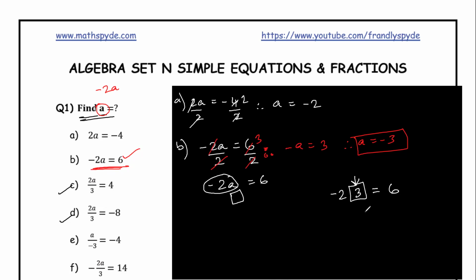Now, if you put a 3 in here, then -2 into 3 gives me a -6. So it can't be 3. So if you put a -3, then -2 into -3. Now remember, negative into negative is positive. So 2 into 3 is 6, and that gives me a positive 6, which is what we wanted. Correct? That's the question, a positive 6.